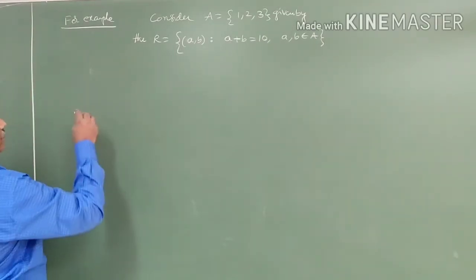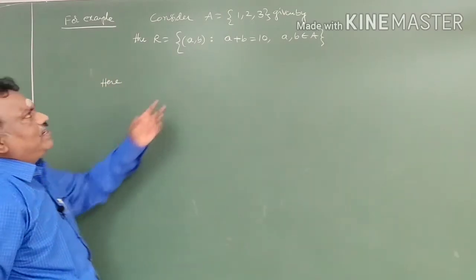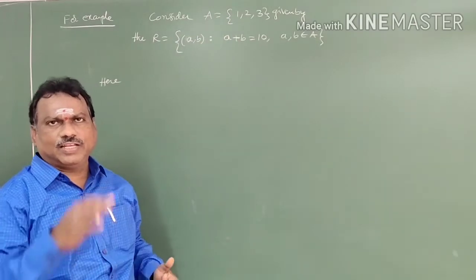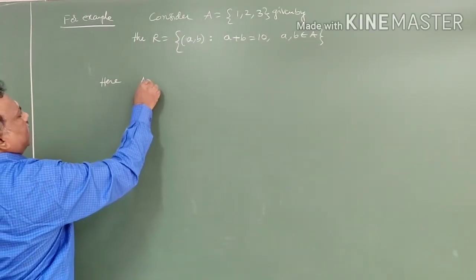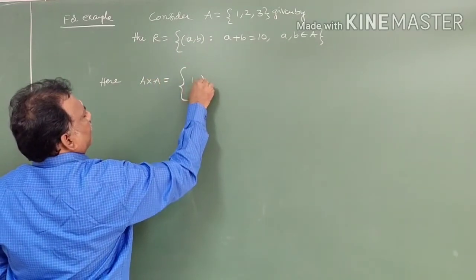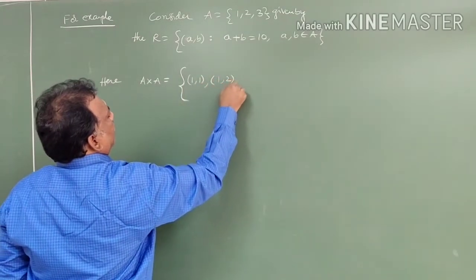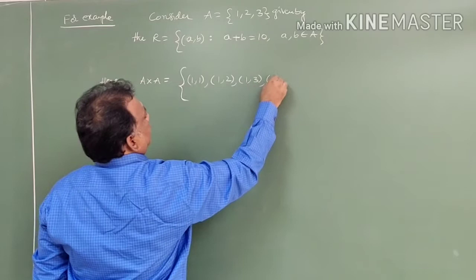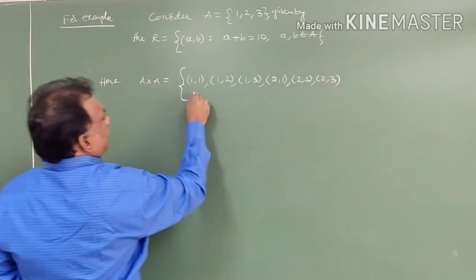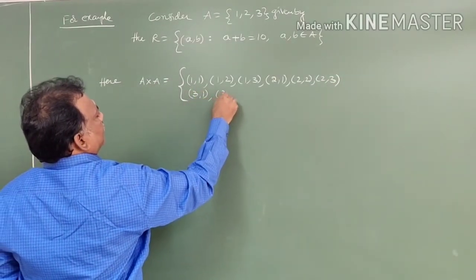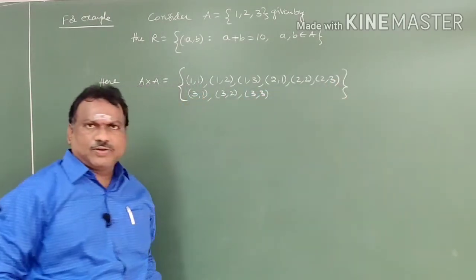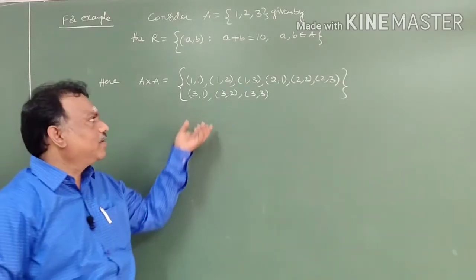You observe here. Here given set A, now we are going to write all the Cartesian product. Cartesian product means A cross A. There is no other set here. So A cross A equal to, you know very well what the possibilities of A cross A are: 1 1, 1 2, 1 3, 2 1, 2 2, 2 3, 3 1, 3 2, 3 3. So these are the total possible ordered pairs from A to A.